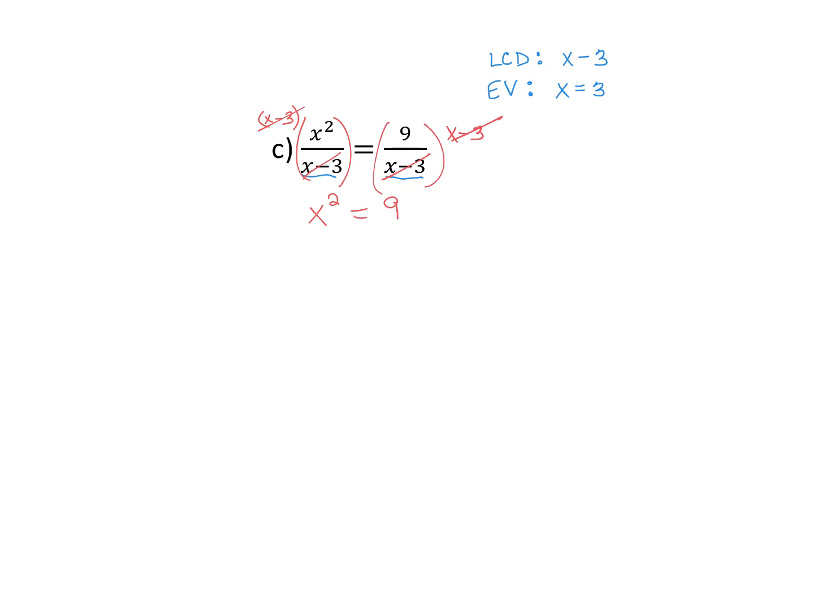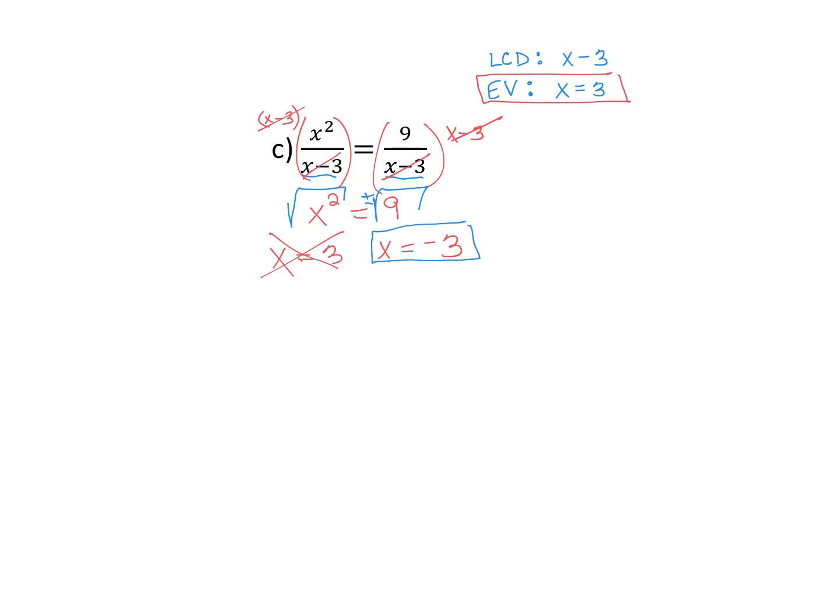Taking the square root of each side and making sure that we remember to take the positive and the negative, we get x equals 3 and x equals negative 3. But we know x equals 3 is an excluded value, so our solution is just x equals negative 3.